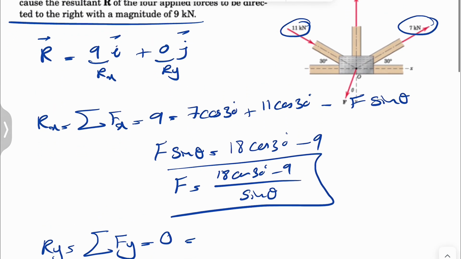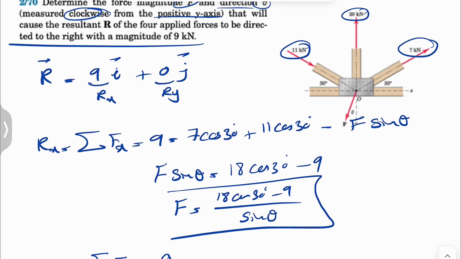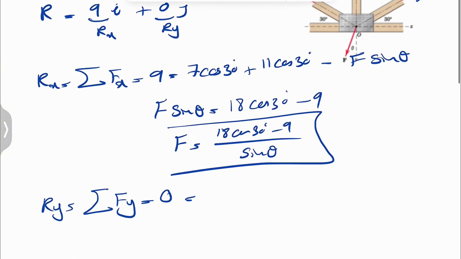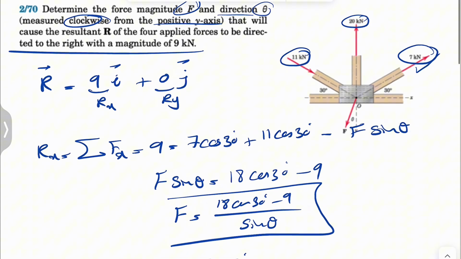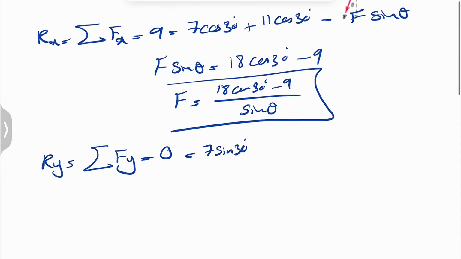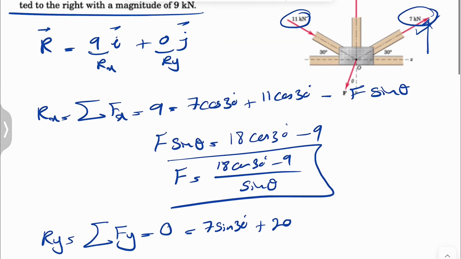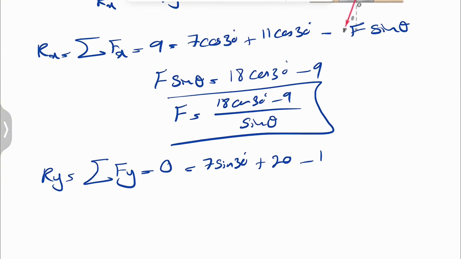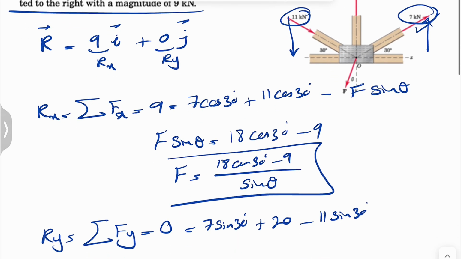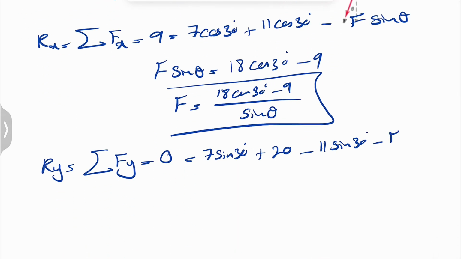Let's move on to the Ry. The sum of all forces in y equals 0, since there is no y component for R. Actually, all of these have a y component. Let's start with the 7 sine of 30, which we know, sine of 30 is 0.5, and this will be the y component. We have 20 upward, and keep in mind that the y component of 11 is downward, so minus 11 sine of 30, and we have the y component of F, which is minus F cosine of theta.